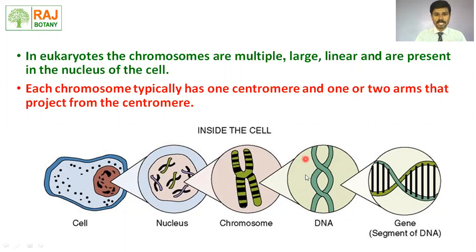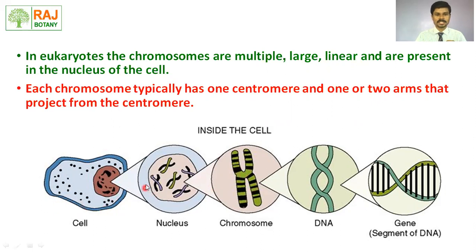Each chromosome has a centromere. This centromere may be present at the center of the chromosome, at the tip of the chromosome, or at the subterminal position of the chromosome. At the centromere position, the chromatids, or the arms, are attached.